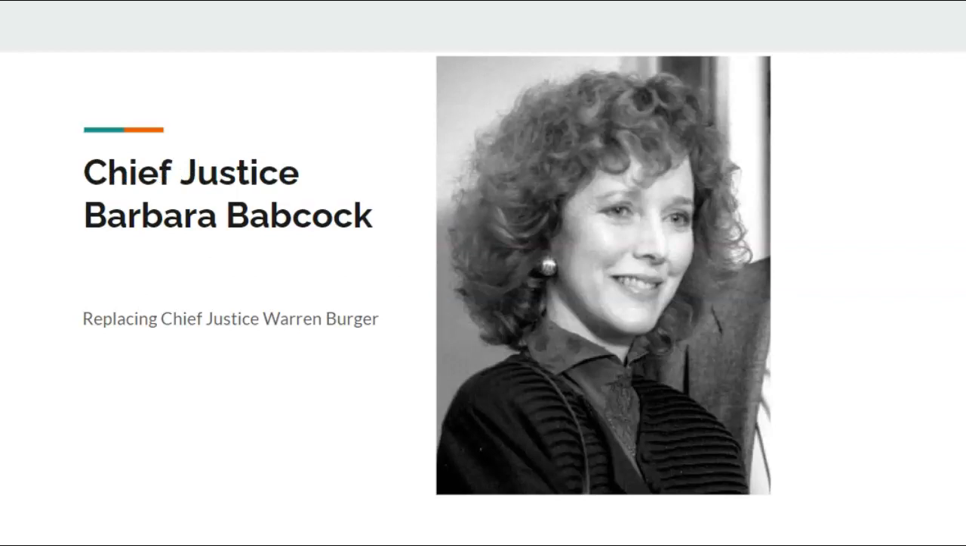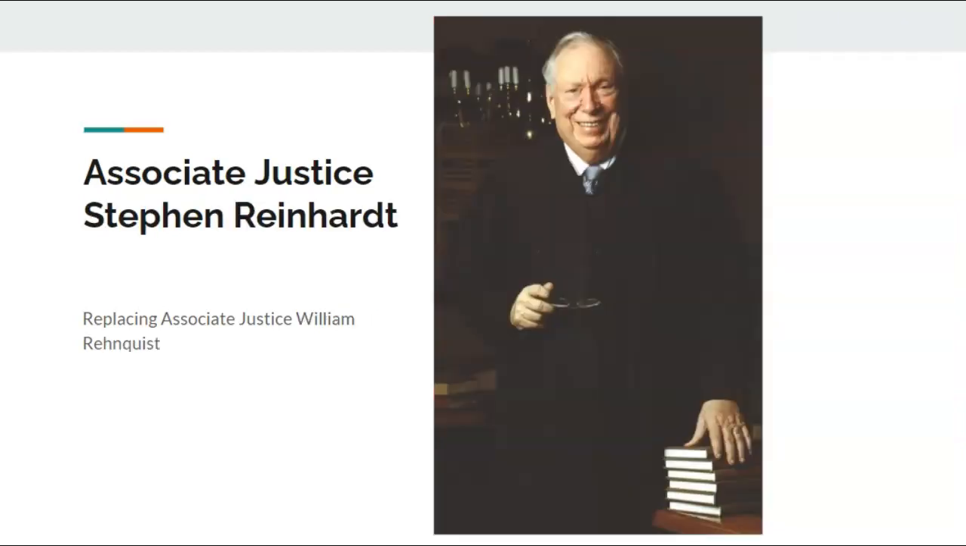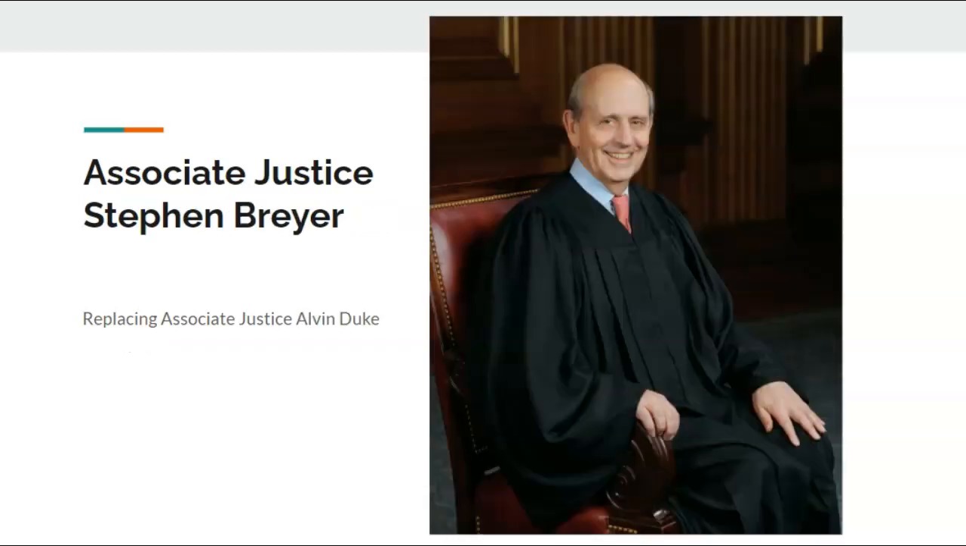First is Barbara Babcock, who replaces Chief Justice Warren Burger. Associate Justice Ruth Bader Ginsburg would replace Associate Justice Lewis Powell, so she's in the Supreme Court early. Stephen Reinhardt would replace Associate Justice William Rehnquist. And Stephen Breyer would be added to the Supreme Court early, as he would replace Associate Justice Alvin Duke.